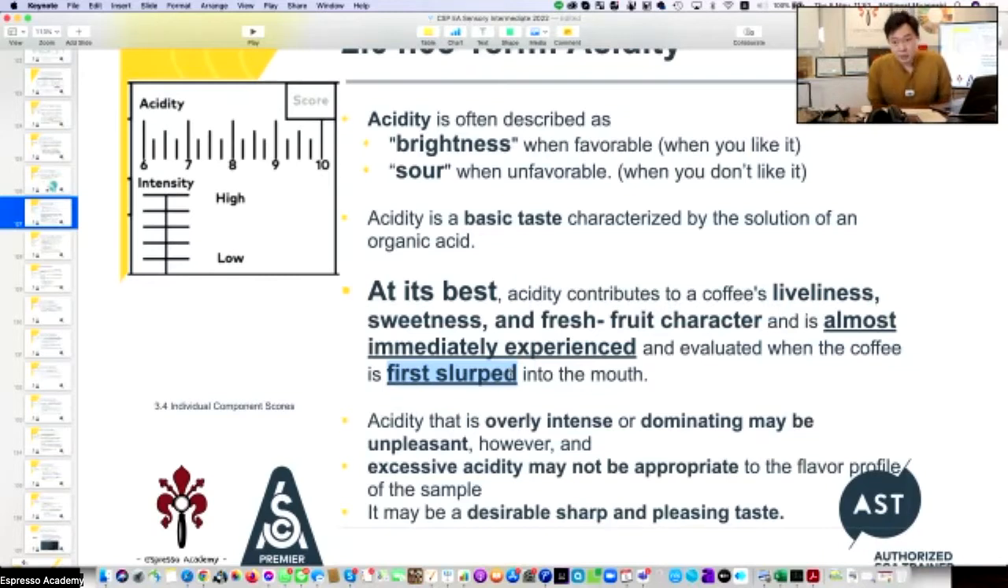The intensity, what you mark on the intensity is: what's the intensity when it's hot? How's the intensity when it's warm? What's the intensity when it cools down? Along with the acidity. The only way I can show you is to show you my score sheet. I will show you that later.